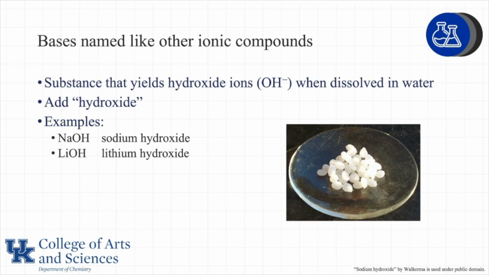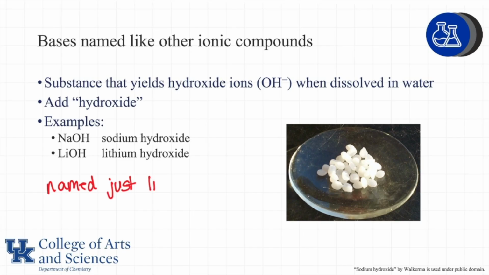When we name bases, we name them just like any other ionic compounds. A base is just something that yields hydroxide ions, so OH minus, when dissolved in water. And all we have to do is add hydroxide: sodium hydroxide, lithium hydroxide. Nothing different than what we did for other ionic compounds. We name the metal, and then we name the polyatomic ion OH minus. Like other ionic compounds, if we have a transition metal, we have to include a Roman numeral in the name as well.